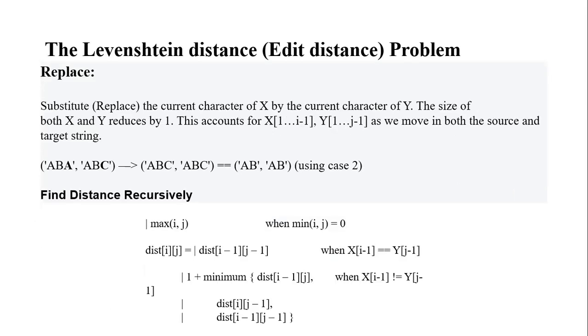And lastly, replace or substitution. Substitute the current character of X by the current character of Y, where the size of both X and Y reduces by 1. This accounts for X size 1 to i minus 1 and Y size 1 to j minus 1, as we move on both the source and target strings. While using case 2, the find distance recursive algorithm is shown in the slide.